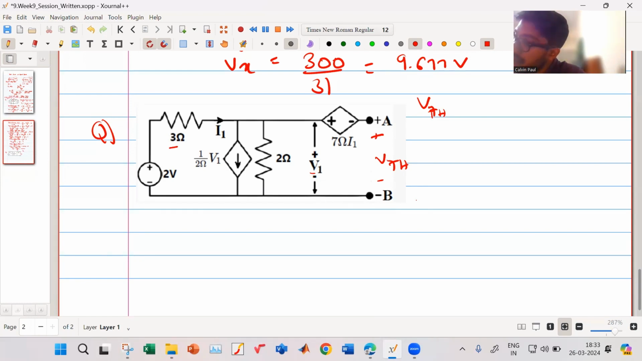So now this is open circuit. So what will be the current going over here? 0 ampere. So this current is 0 ampere, right? So now if I apply KCL over here, what will I get?